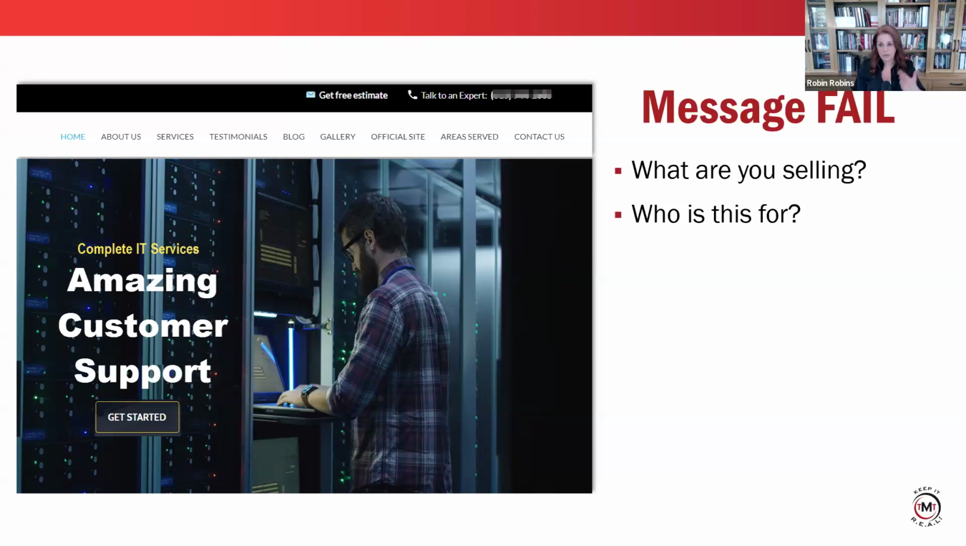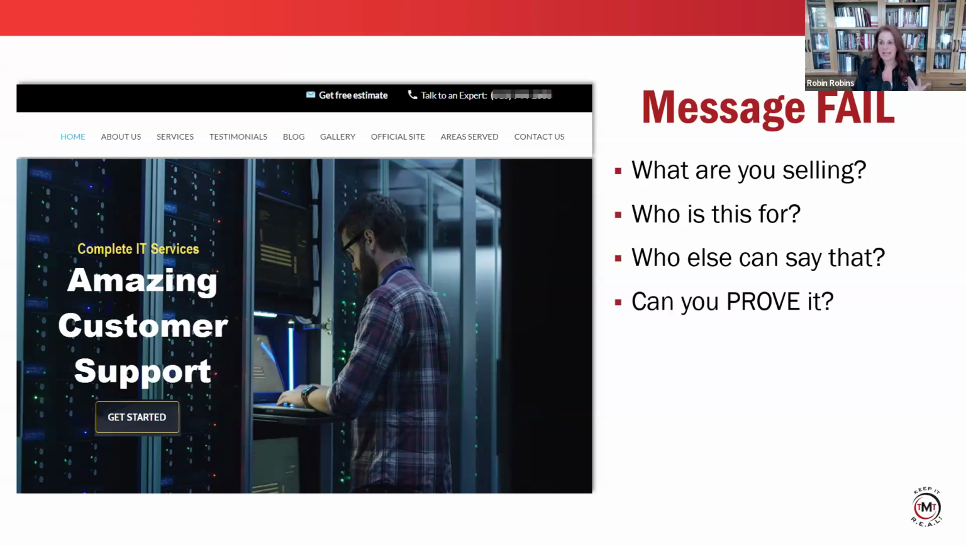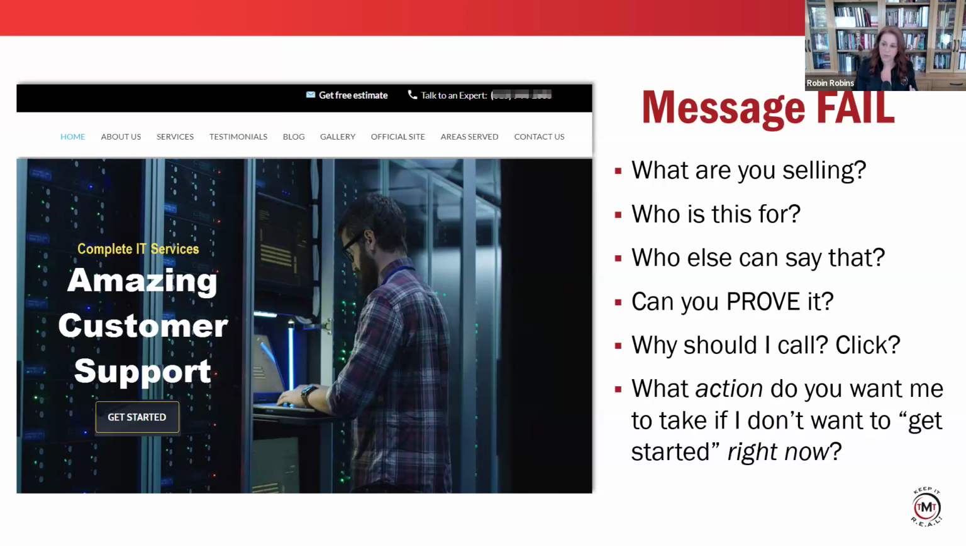And one of the image fails on this is not only does the guy have his back turned, I'm ignoring him, but that's like a huge mainframe computer. There's no small business that knows what the heck that thing is, right? Who else can say that? Can you prove it? Why should I call or click? And if I don't want to take action right now, like if I'm not ready to get started, how do I get more information? There's no lead generation piece on here.